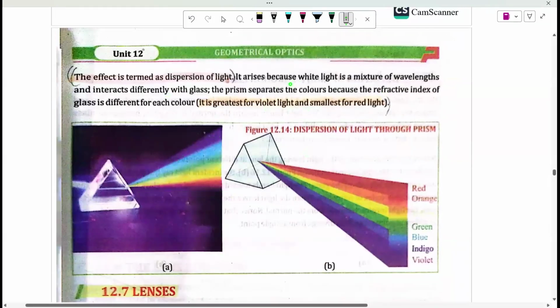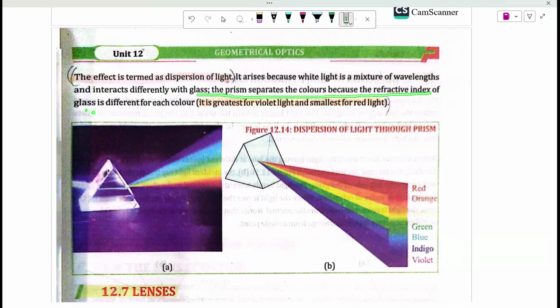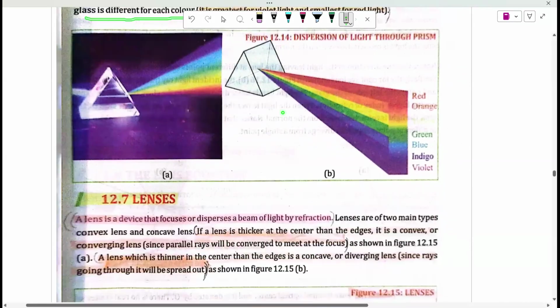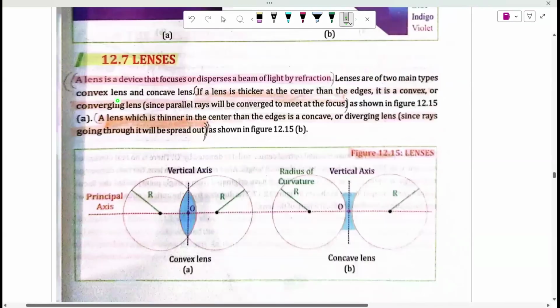उन्होंने लिखा भी होगा. It arises because the white light is a mixture of wavelengths and interacts differently with glass. As long as they're in air, they would have the same values. As soon as they enter the glass, they would have different values. The prism separates the colors because the refractive index of the glass is different for each color. It is greatest for violet and smallest for red light.